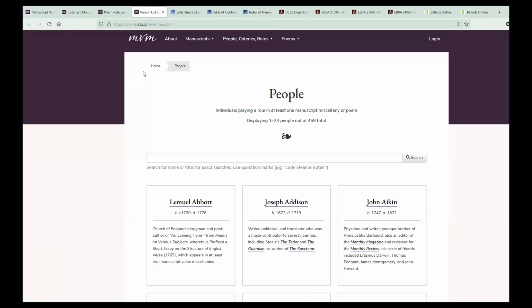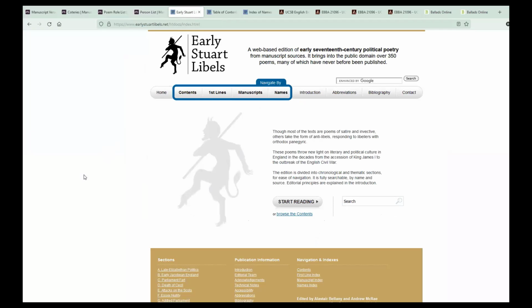You can also dig in by manuscript with lots of great options for narrowing your browse. While this resource covers a later time period than we usually discuss here on Armchair Reference, it's clear that poetry defies periodization and MVM is worth a visit. Early Stuart Libels takes us into the world of satirical poems, lampooning politicians and political events during the Stuart period. Like other poetry databases, you can also navigate this one with the first lines feature.